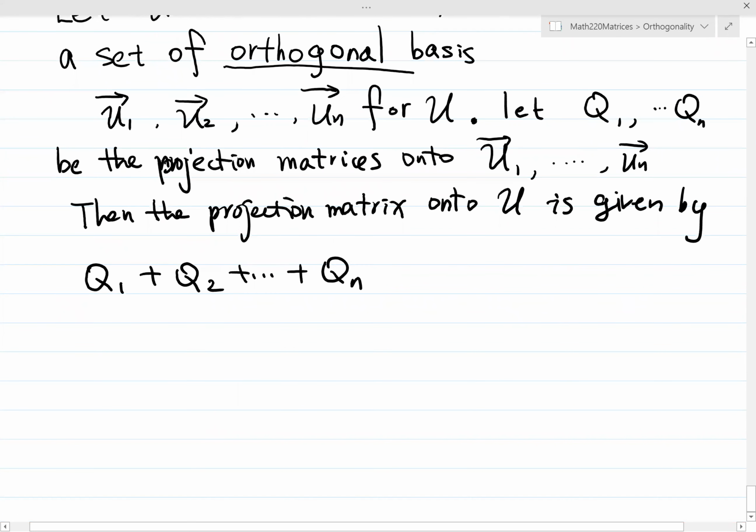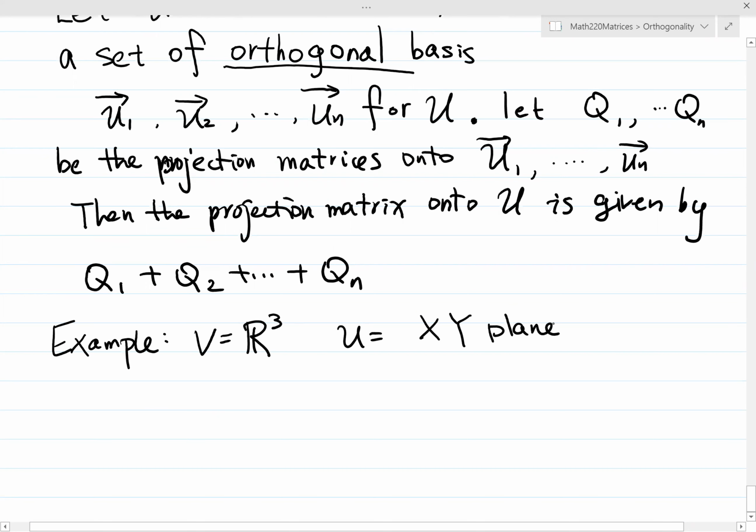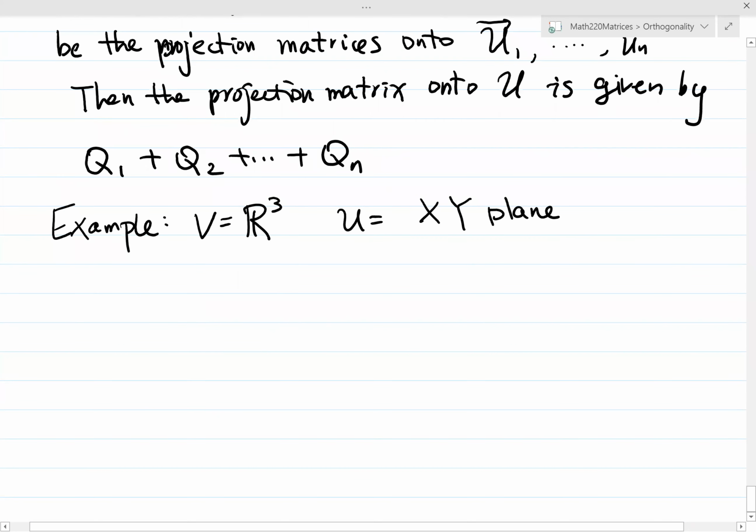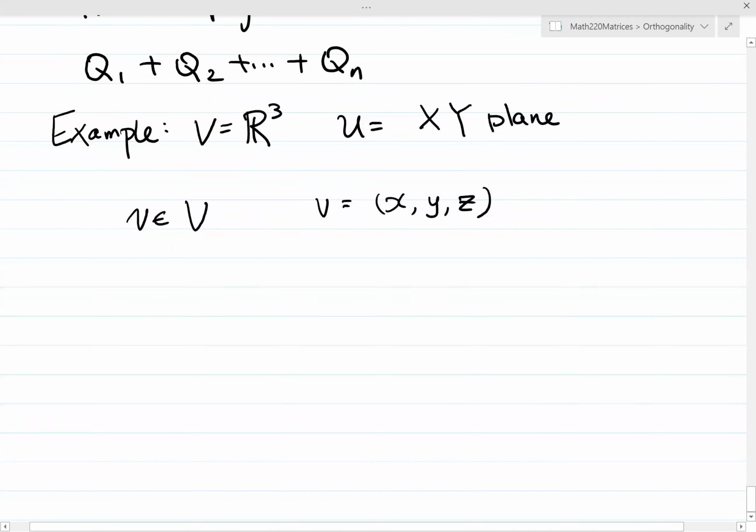Okay. Let's see one example to explain the idea. Suppose in R3, V is R3 and U is the XY plane. We project a vector in R3 onto the XY plane. Any vector in V, for instance, we write as X, Y, Z. Now to project this vector onto the XY plane.